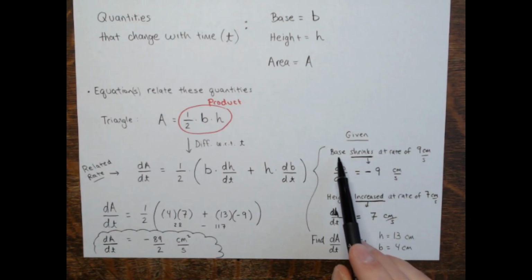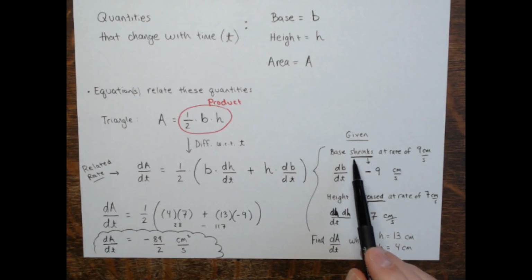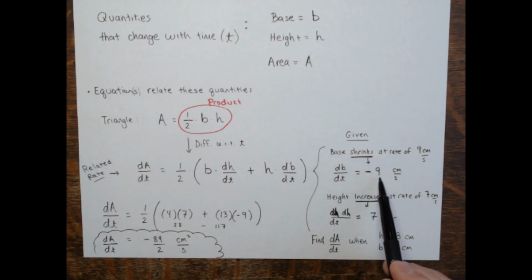So you see, maybe it makes sense too that the area would be shrinking. Notice how the base is shrinking at a faster rate than the height is increasing. Right, -9 centimeters per second versus +7. It's got a bigger magnitude, but in the negative direction.